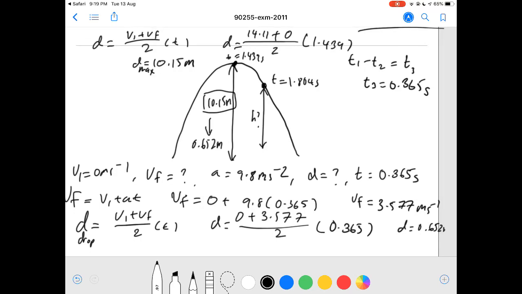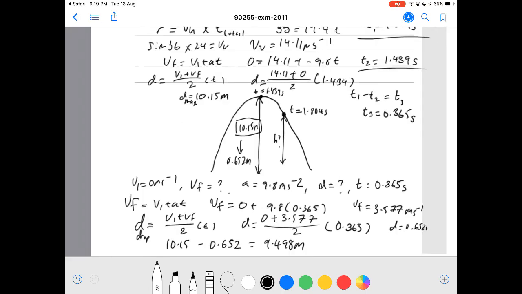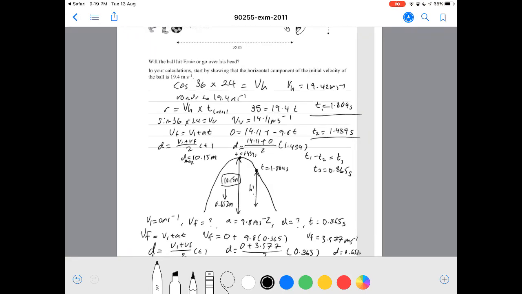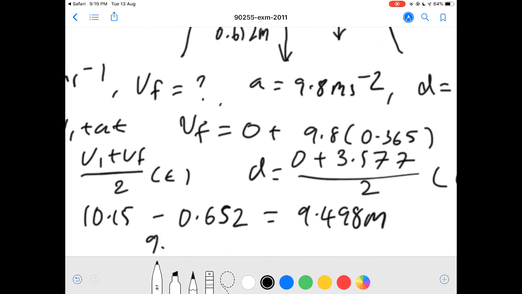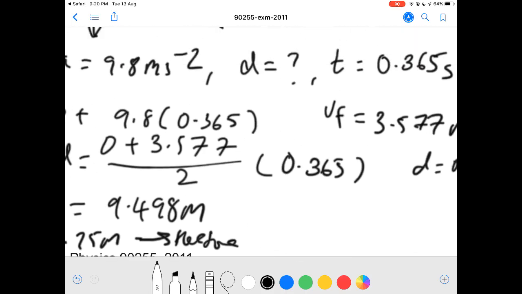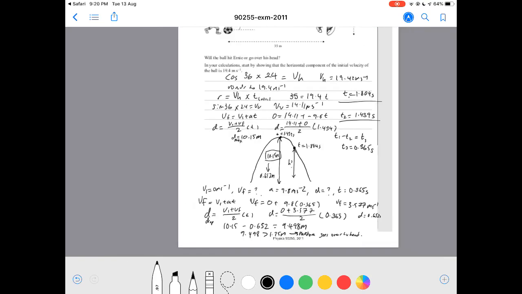So therefore, our final calculation is 10.15 minus 0.652. Okay, that gives us 10.15 minus 0.65, which equals 9.498 meters, and that is way higher than 1.75 meters. That's much higher. So you can just say 9.498 is much larger than 1.75. Therefore, it goes over his head. Okay, that's all you have to say, and that should be your final answer.